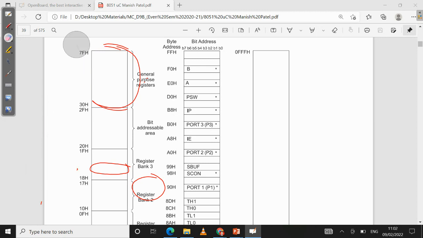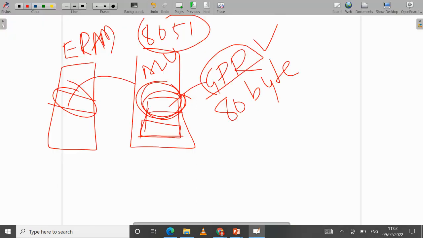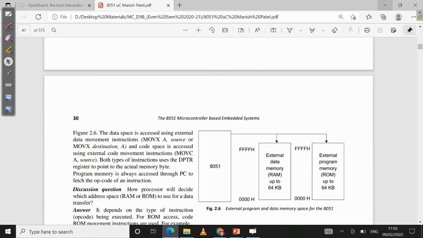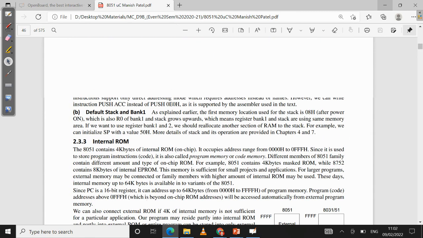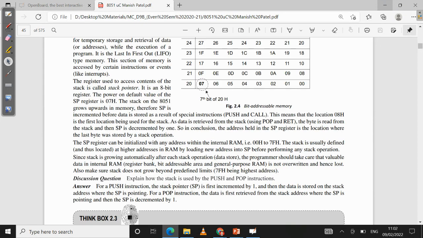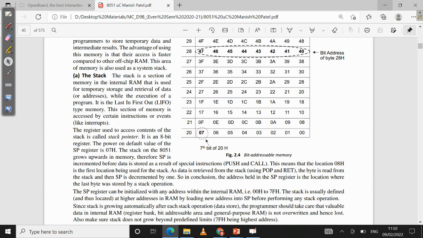Any questions so far? No, sir. Okay. So this is about the general purpose register.